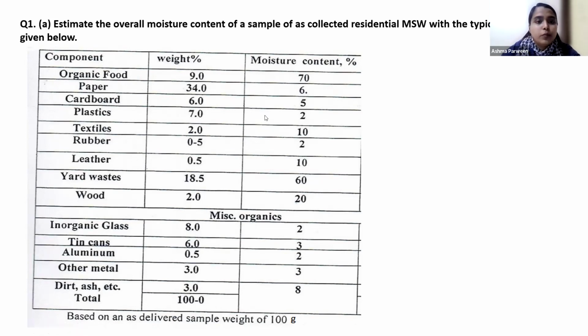So first of all, my question is, after seeing the composition of this waste, can anyone tell me what the composition of waste signifies, whether it is from a low income country or a middle income country or a high income country?